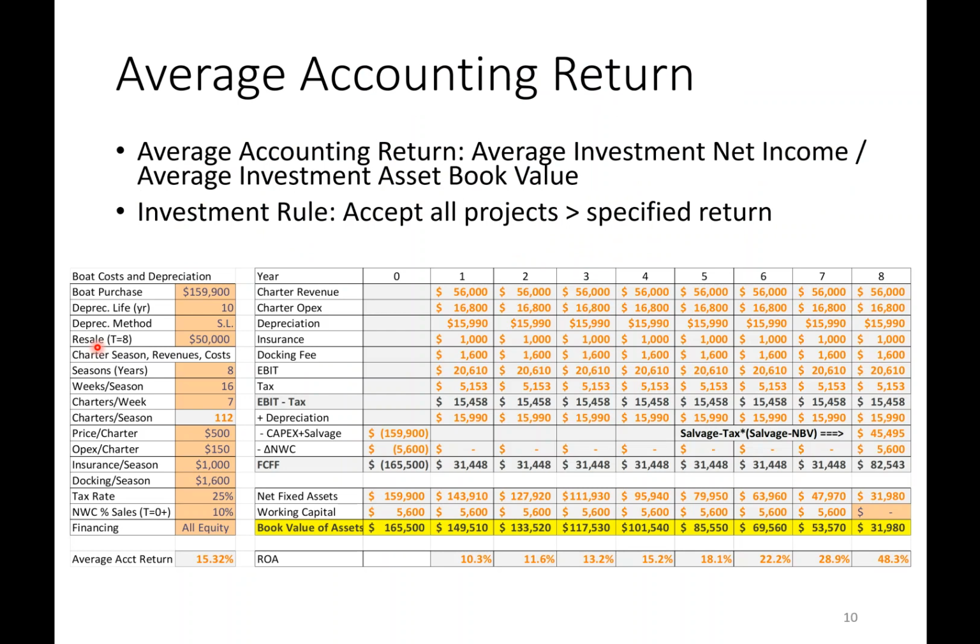So let's calculate the first one, average accounting return. Average accounting return is simply the average investment's net income, so the average net income over the life of the project over the average net book value of assets, also called the investment asset book value. And the investment rules accept all projects that have some rate of return greater than whatever you specify.